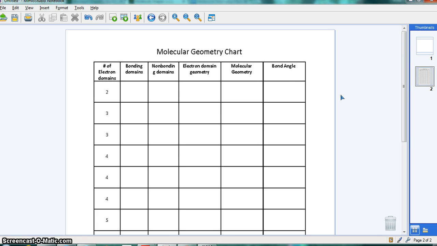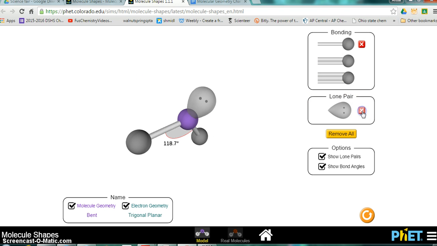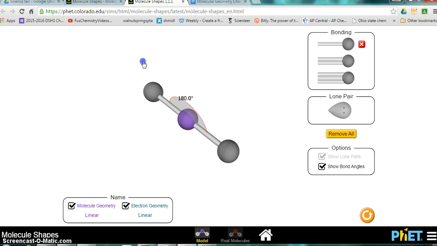We draw dot structures as flat drawings on a piece of paper, but most structures are not flat. Most of them are three-dimensional, and we're going to figure out how to determine what that actual three-dimensional geometry is. So you need this blank chart. We're going to be filling it in as we go, and we're also going to be looking at this simulation that shows us what molecules look like and lets us rotate them around.